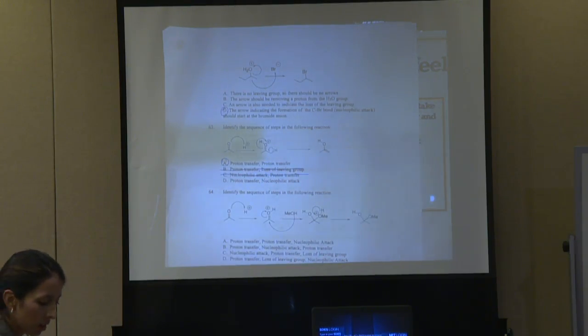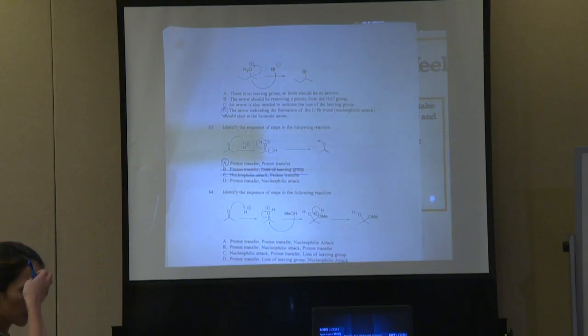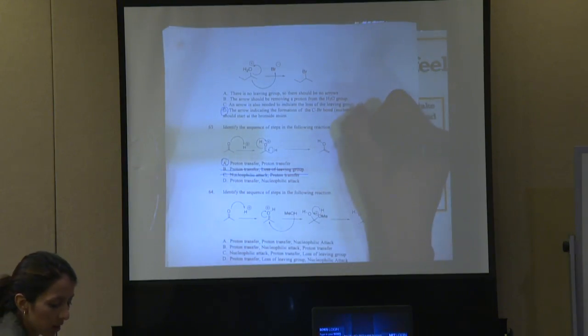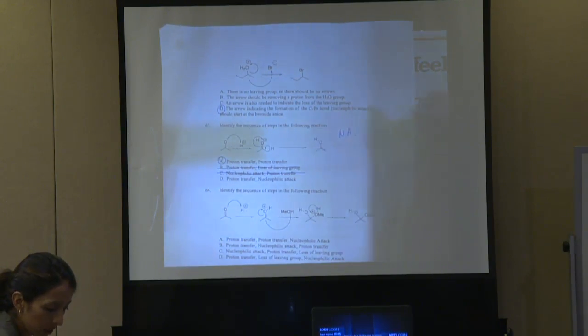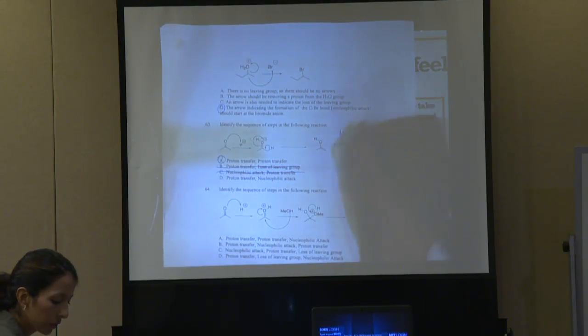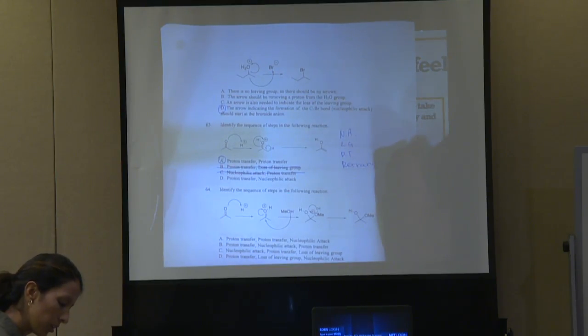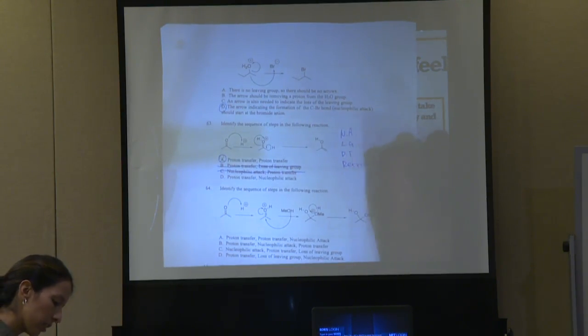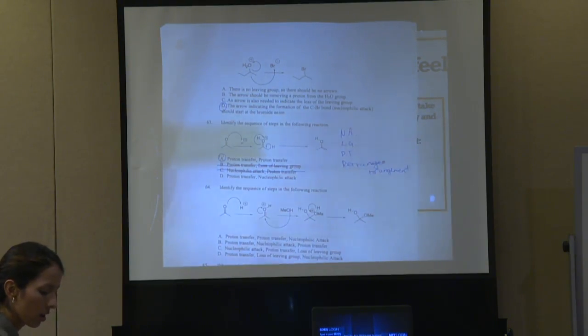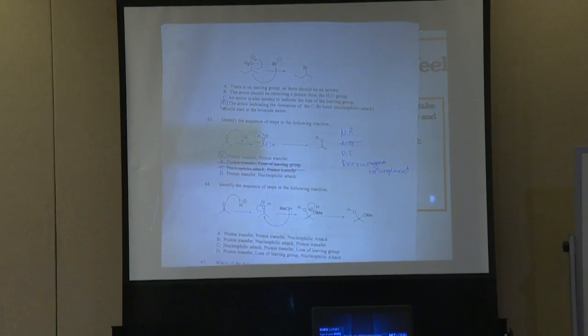Just in general, what are the mechanism steps that we can use? So we have nucleophilic attack, we have loss of a leaving group, proton transfer, and a rearrangement. There we go. Okay. Can it be loss of a leaving group? No. Okay, so we know loss of a leaving group is out. Can it be a rearrangement?